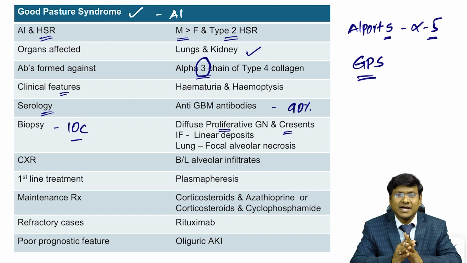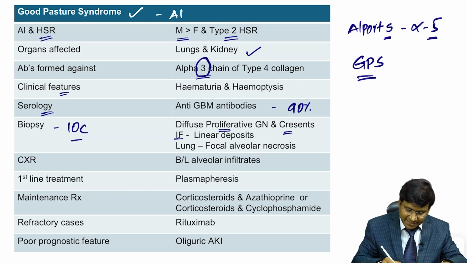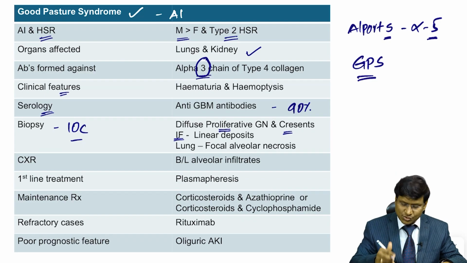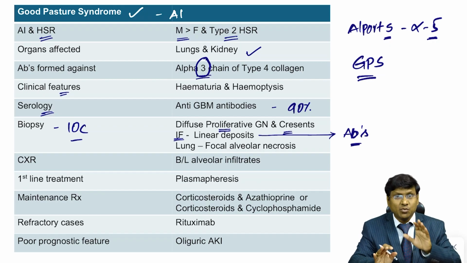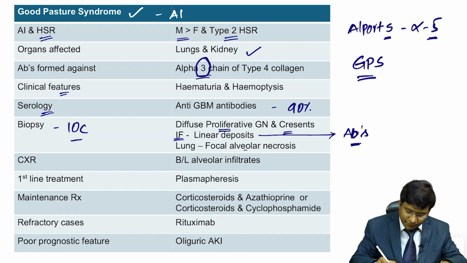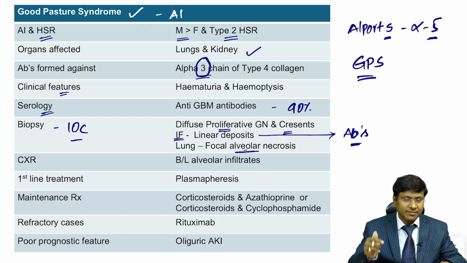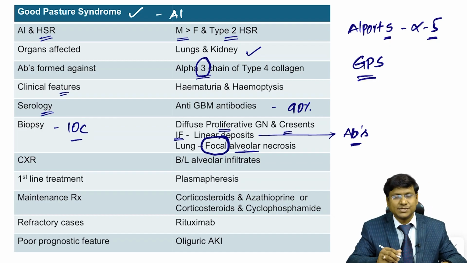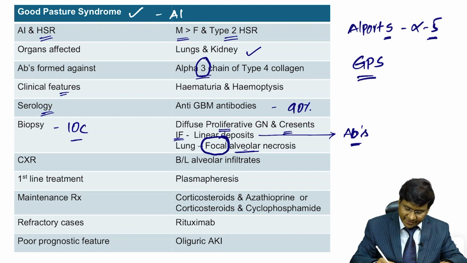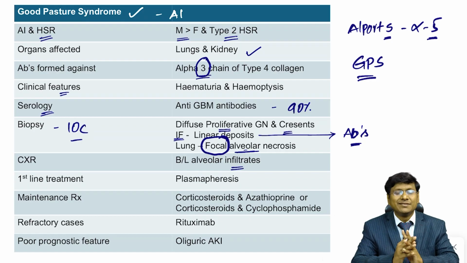What are crescents? It is the half moon shaped collection of inflammatory cells where you have macrophages as well as epithelial cells. Whereas immunofluorescent microscopy will show you the presence of linear deposits of the antibodies. Right, linear deposits of the antibodies. And what does the lung show? Lung shows the presence of focal alveolar necrosis. There will be intra-alveolar hemorrhage, but the necrosis that you will have is focal alveolar necrosis. And whenever you do a chest X-ray of these individuals, you will notice that there are bilateral alveolar infiltrates. Then how do you treat these patients?